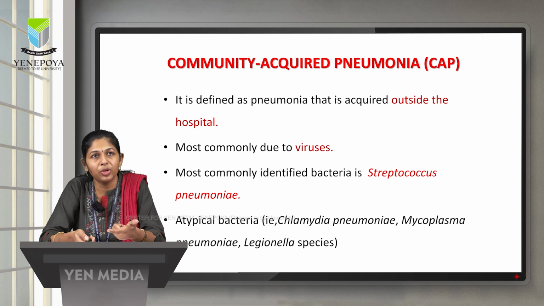What do you mean by community acquired pneumonia? This is a pneumonia or infection or inflammation that is acquired outside the hospital. That means it occurs from the community. That is called community acquired pneumonia.